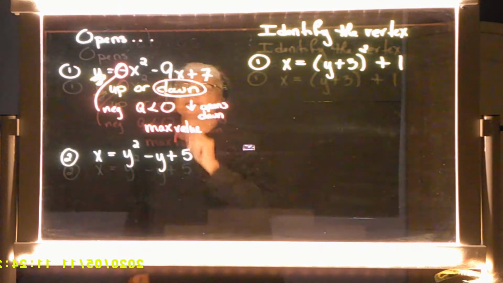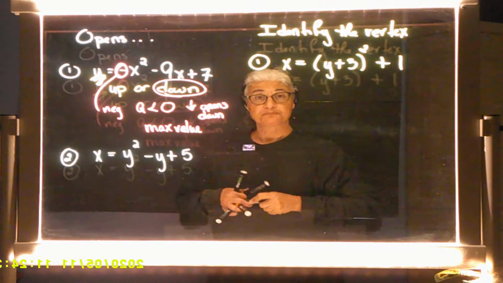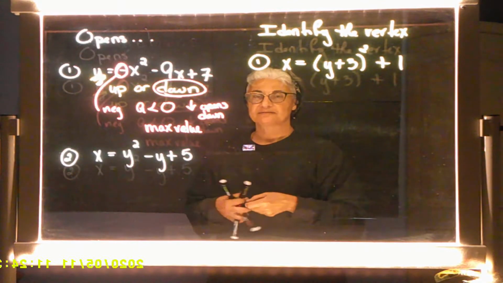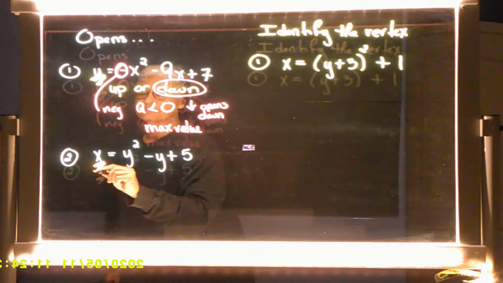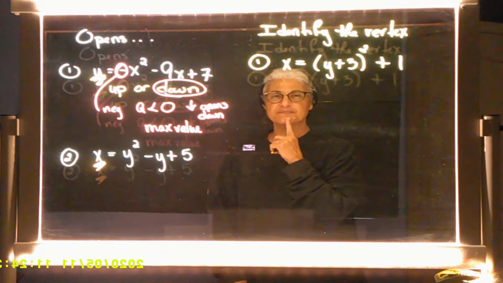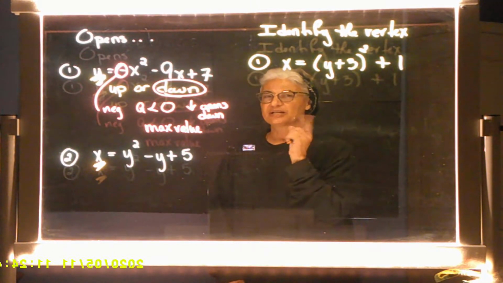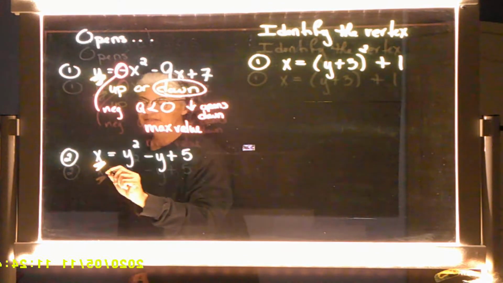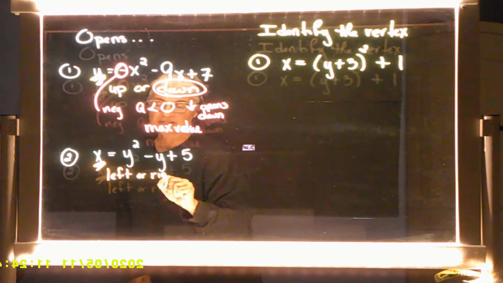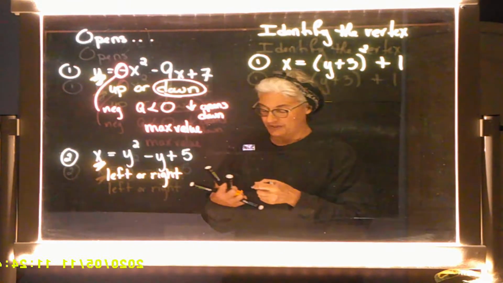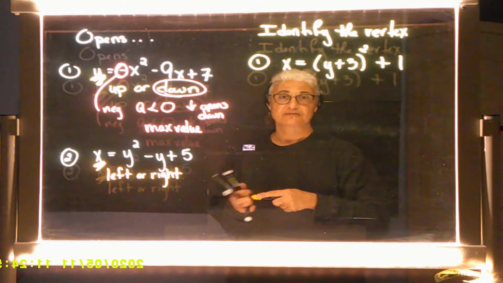So this is a parabola opening down. Cool? Okay, let's look at the second one. The second one starts with x. X's go which direction? Yeah, they either go left or right. So this parabola is either a left opening or a right opening, and we've got to figure out which one it is. So how do we figure it out?